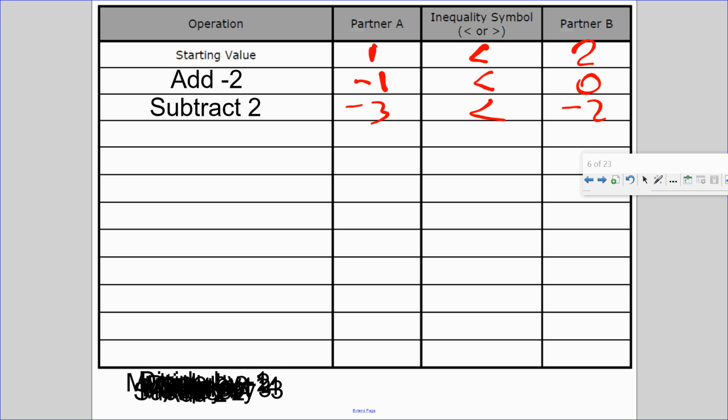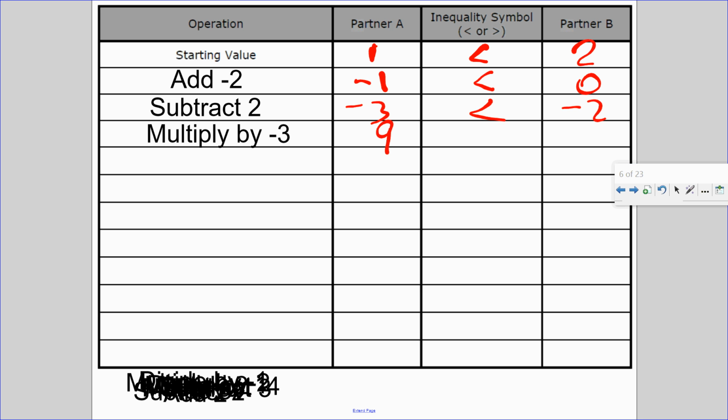If you multiply by -3, so -3 times -3 is 9, and -3 times -2 is 6. Who's larger now? 9 is greater than 6.